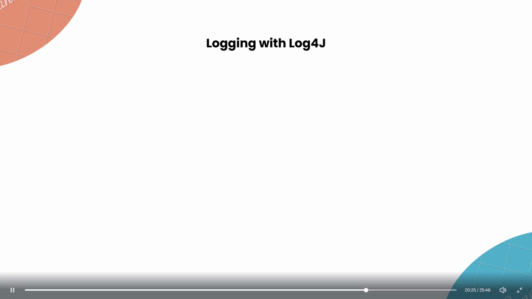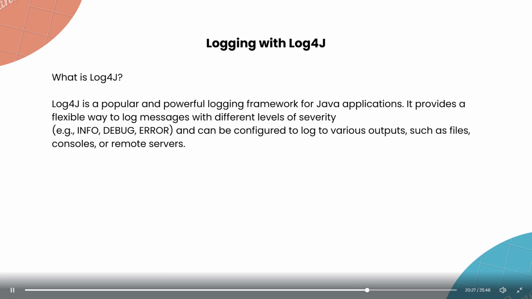Logging with Log4j. What is Log4j? Log4j is a popular and powerful logging framework for Java applications developed by Apache Software Foundation. It provides a flexible way to log messages with different levels of severity, example info, debug, error, and can be configured to log to various outputs such as files, consoles, or remote servers. Log4j is highly configurable and supports various logging levels, appenders, and layouts to meet different logging requirements.